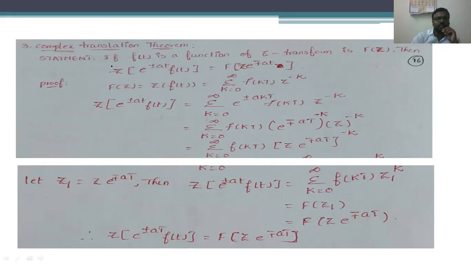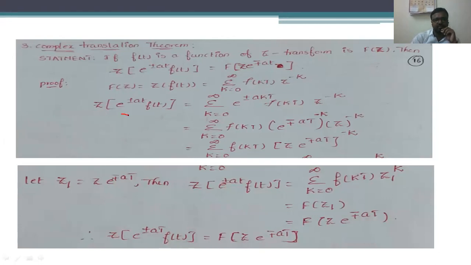Okay, so coming to the statement, if f of t is a function having a Z transform F of z, then the Z transformation of the function e power plus or minus at into f of t is nothing but F of z into e power minus plus at. Minus plus. So, based upon the definition, F of z is equal to the Z transformation of f of t. It is simply sigma k equals 0 to infinity f of kT into z power minus k.